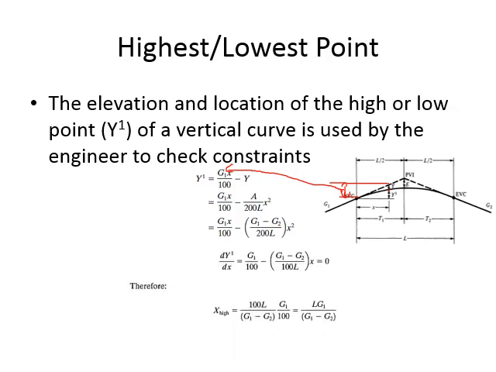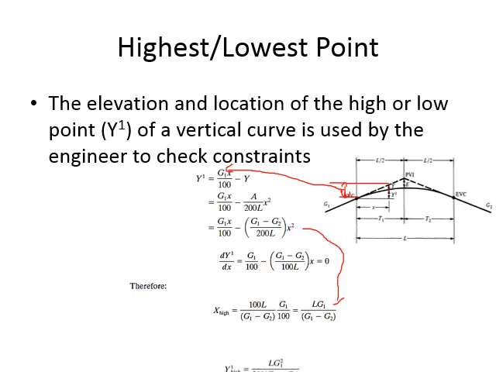Then if you want the slope of the point at the highest or the lowest elevation, you take the derivative of this equation. When you take the derivative, you will be left with this, and since it is the highest or lowest point on the curve, the slope is always equal to 0. So you take the derivative and put it equal to 0, and you will get the equation for x. Then you take the value of x from here, this is the final value of x, and put it in the equation for y1 again.